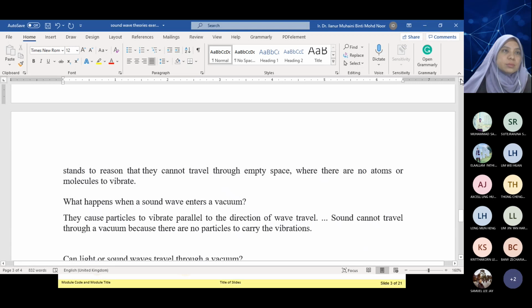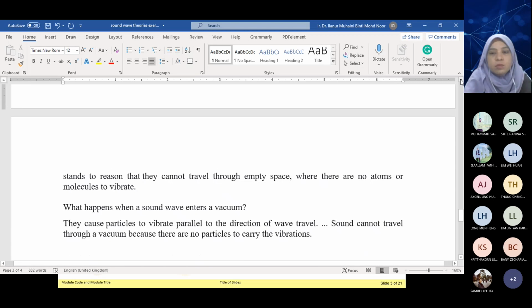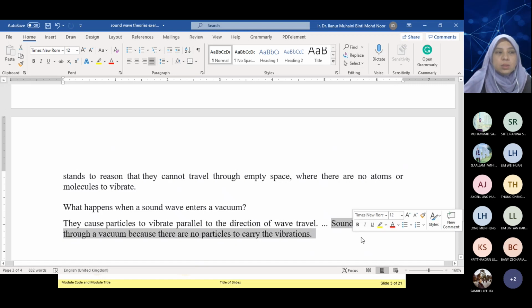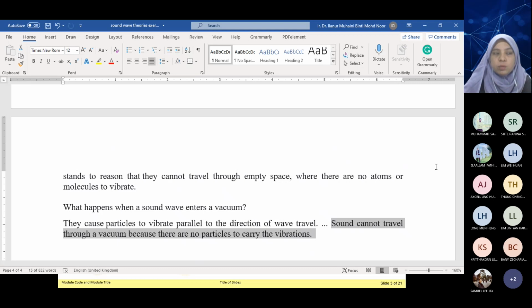What happens when a sound wave enters a vacuum? Sound waves cause particles to vibrate parallel to the direction of wave travel. Sound cannot travel through a vacuum because there are no particles to carry the vibration. This is the statement you must give if you are asked why sound cannot travel through a vacuum: sound cannot travel through a vacuum because there are no particles to carry the vibration.